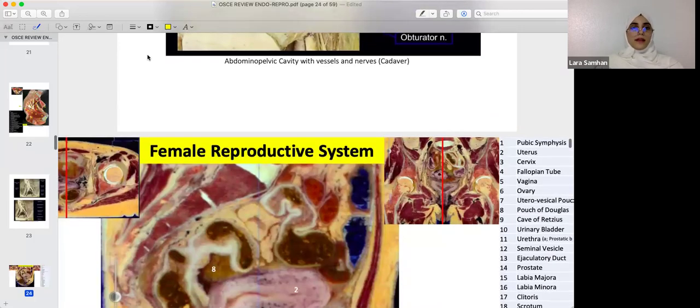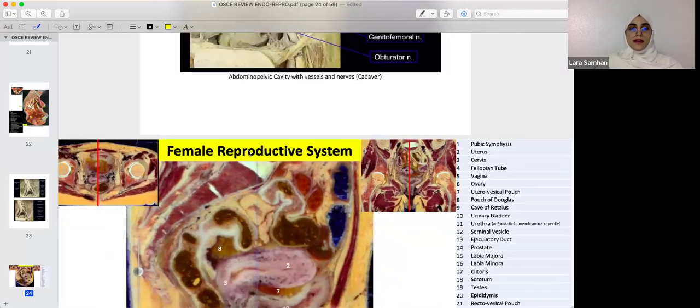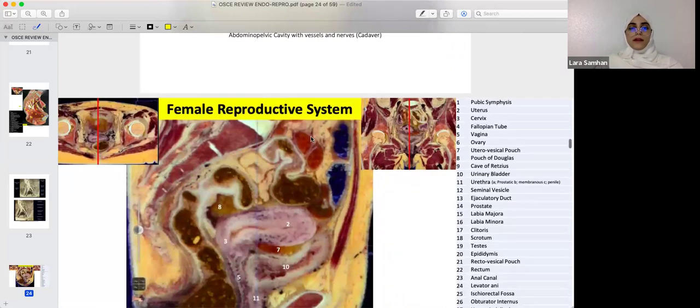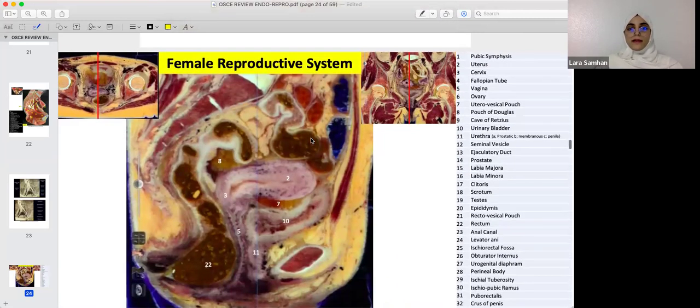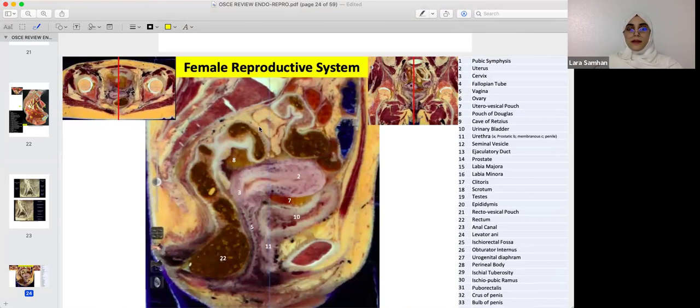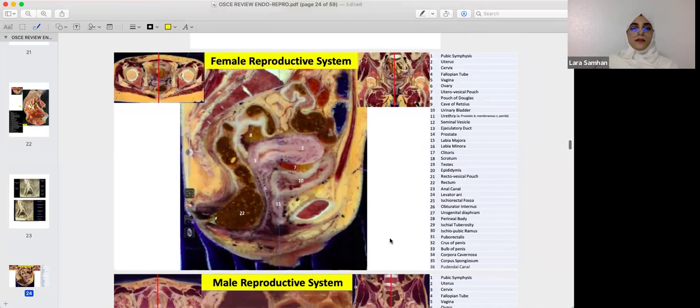So moving on to the next thing, we have the female reproductive system. As you can see, this is basically an Anatomage. How will we know, for example, that this Anatomage is the female reproductive system? Just to get oriented into the space, we can see here this is a sagittal section of a lot of structures. Let's go further below.